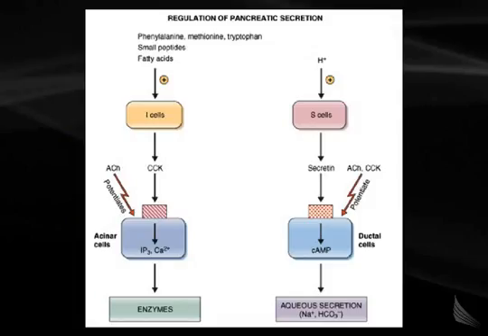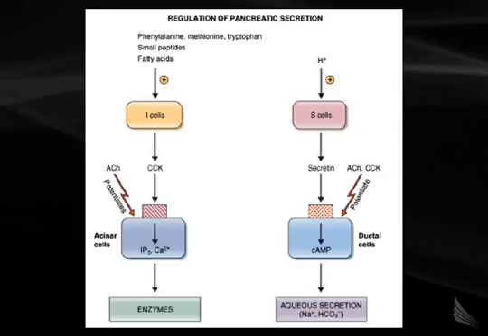On the left-hand side, as you look at the screen, phenylalanine, methionine, and tryptophan, as well as small peptides and fatty acids, act on the I cells in the duodenum and result in release of cholecystokinin. Via secondary messenger systems, namely IP3, this results in enzymes which cause digestion of proteins, lipids, and nucleic acids. Acetylcholine potentiates this effect.